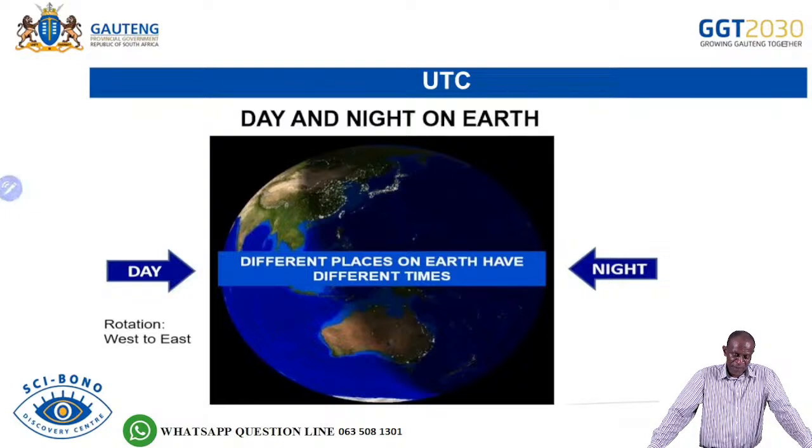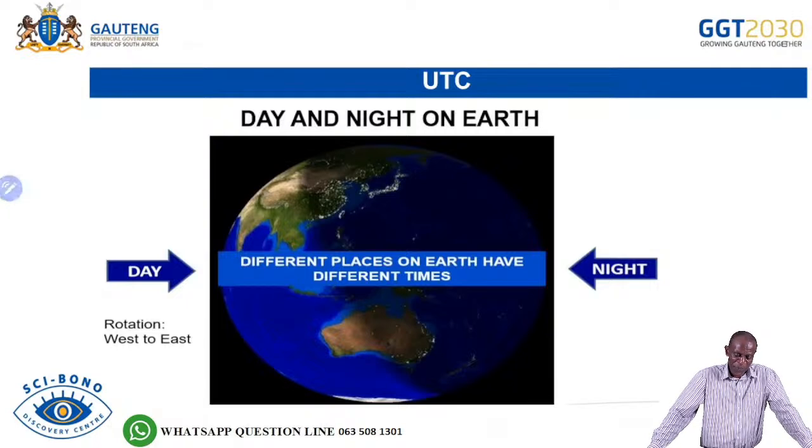In this diagram, we have alluded to the fact that the Earth rotates on its axis, and one rotation results in 1 day, which is constituted by 24 hours, a day and a night.